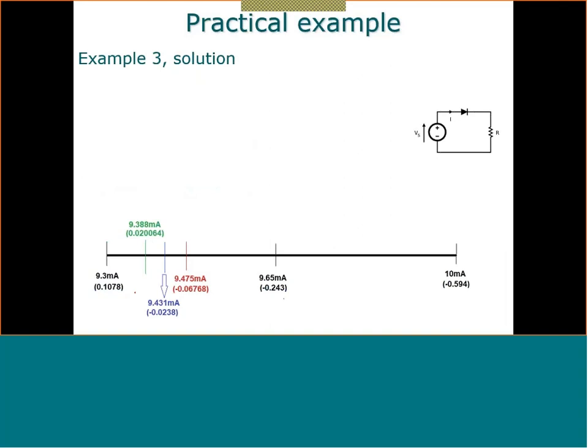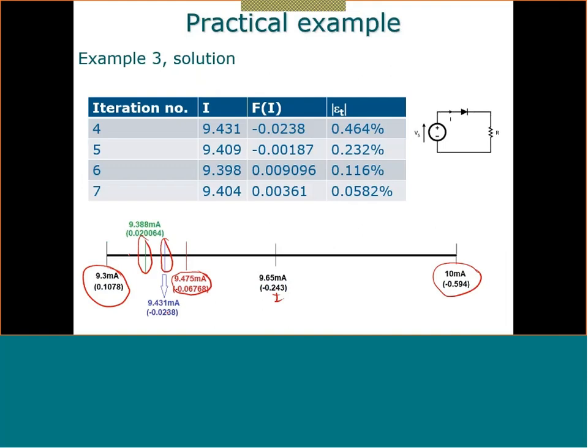And how does this look? We started between 9.3 and 10 milliamps. This is where we started. We found the first iteration. Then we found the new answer is here, 9.475. And then we found this answer, 9.388. And then we found this answer, 9.431 milliamps. So see how the bisection is going here. And if I continue for more iterations, after 7 iterations, I get an error less than 0.1%, which is the criteria that I am looking for.